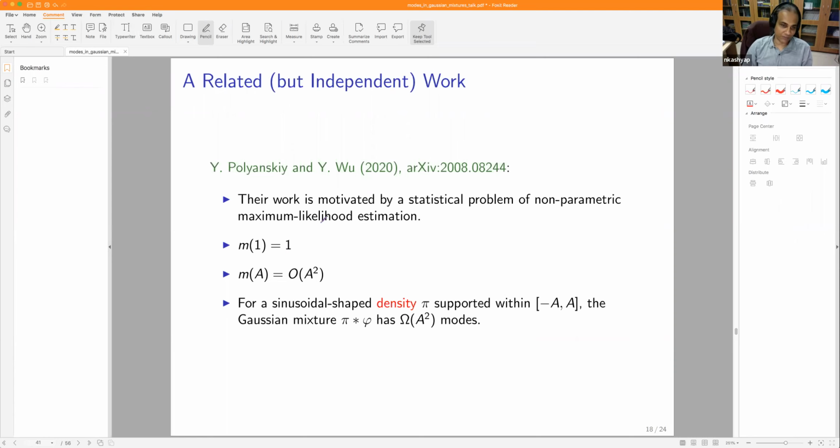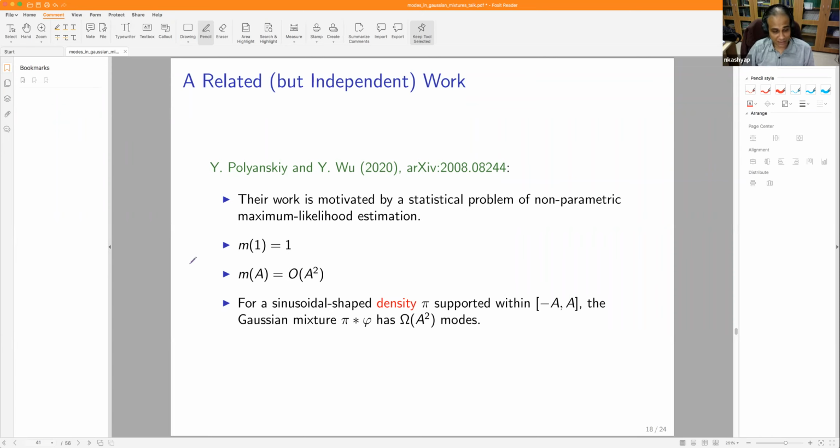That work was motivated by a statistical problem of non-parametric maximum likelihood estimation. I'm not going to define what that problem is, but their motivation was completely different from ours. It's just that both Polyanskiy and Wu are also information theorists. So they are academic brothers of Rajesh and Andreessen, for example. But their motivation comes from something completely different from where we got our motivation from. Their work was done independently of ours and around the same time, maybe a few months later. So their paper came out a few months later than ours.